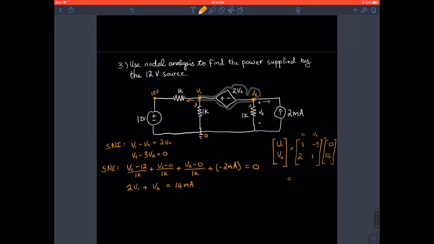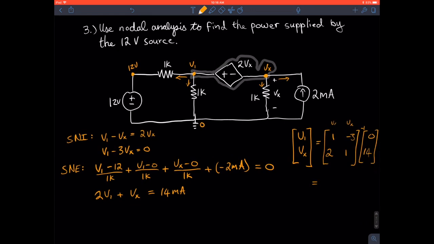I'll go back here, and we got 6 and 2. So now we know what V1 and Vx is. So it's asking us to find the power supplied, meaning the power coming out of this 12-volt supply. Power supplied by the 12-volt source. So if we're going to look at it that way, we want to define the current as going in this direction. So to do that, we'll say 12 volts minus V1, which we know is 6 volts, divided by 1K.